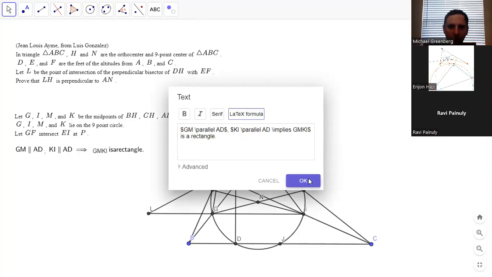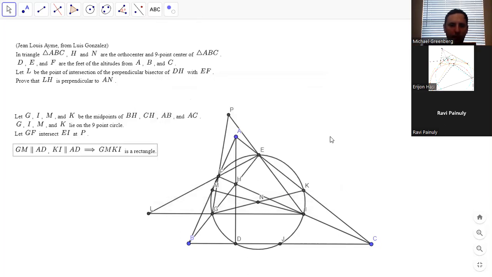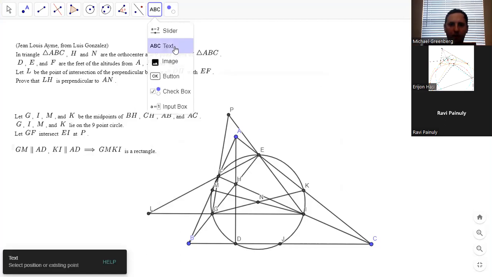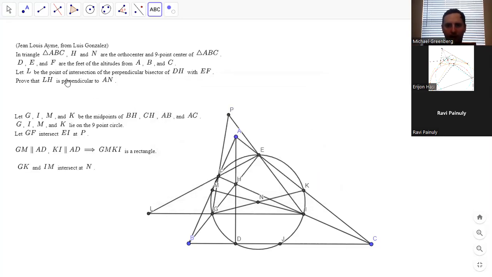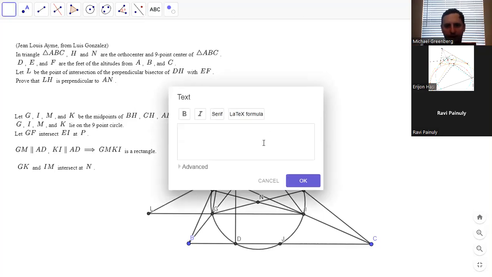All right. And so GK and IM intersect at N. By Pascal's theorem on KGFMIE, we have P, A, and N are collinear.